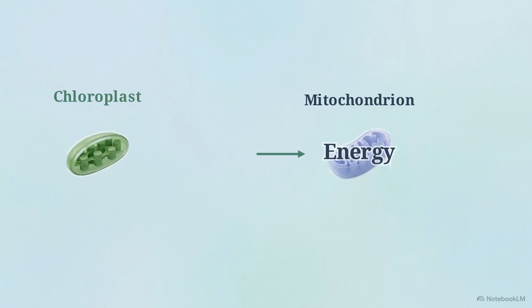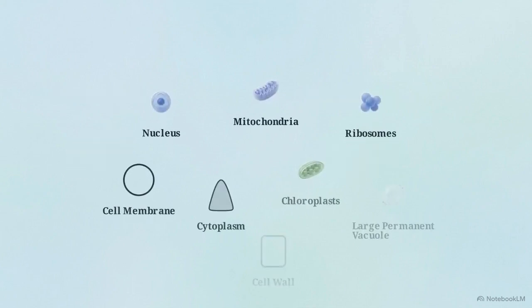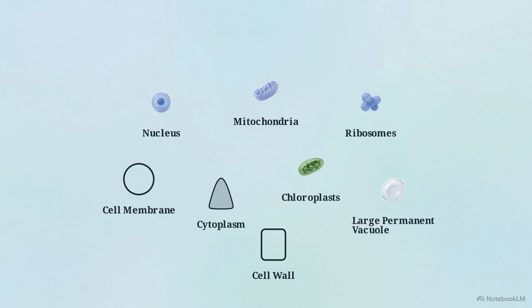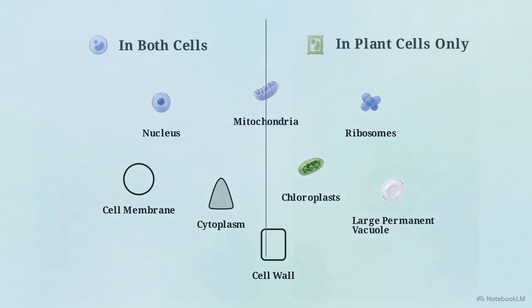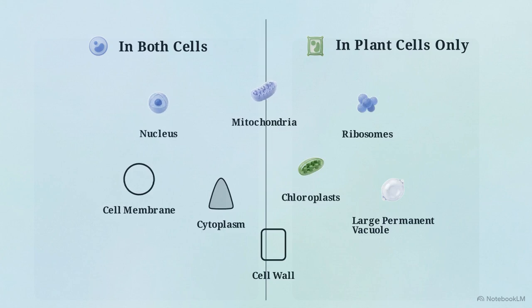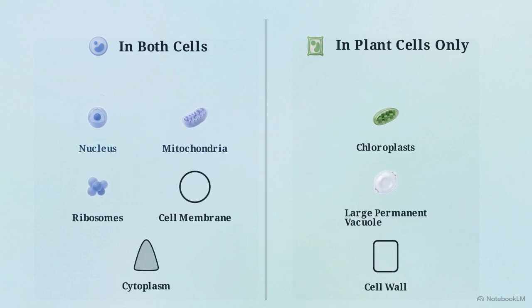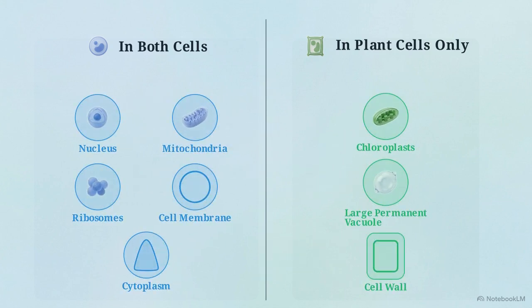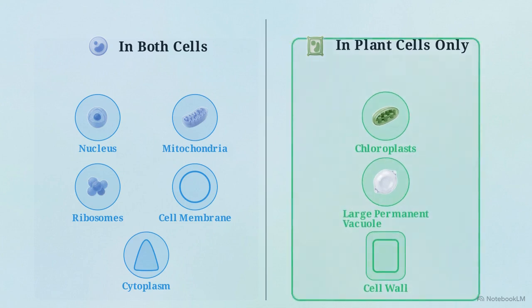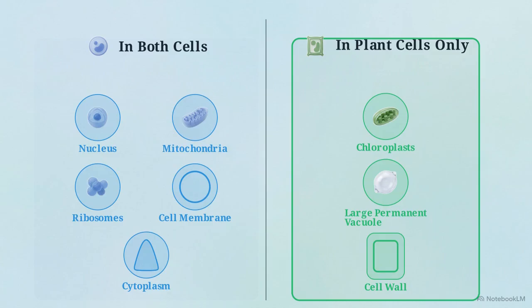Both parts are required. Before we apply this to a real scenario, let's actively categorize the 8 structures we just covered. Pause the video. Looking at the 8 subcellular structures on screen, sort them into 2 columns: in both cells, and in plant cells only. These 2 columns separate the universal engine from the specialized add-ons. Defining this boundary allows you to identify any eukaryotic cell by isolating what's unique rather than what's common.